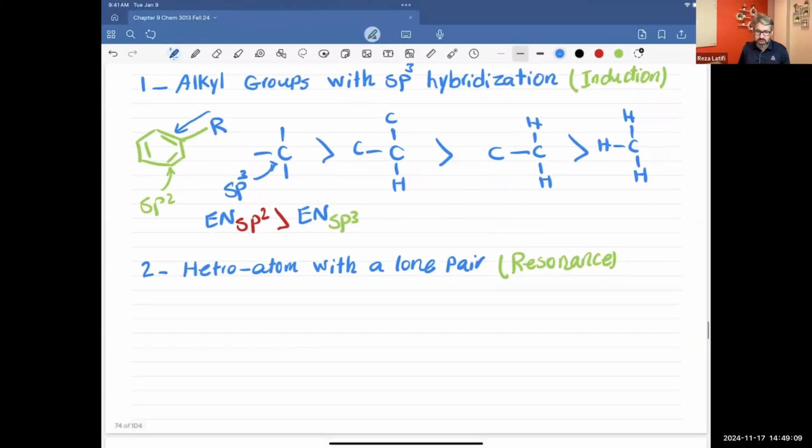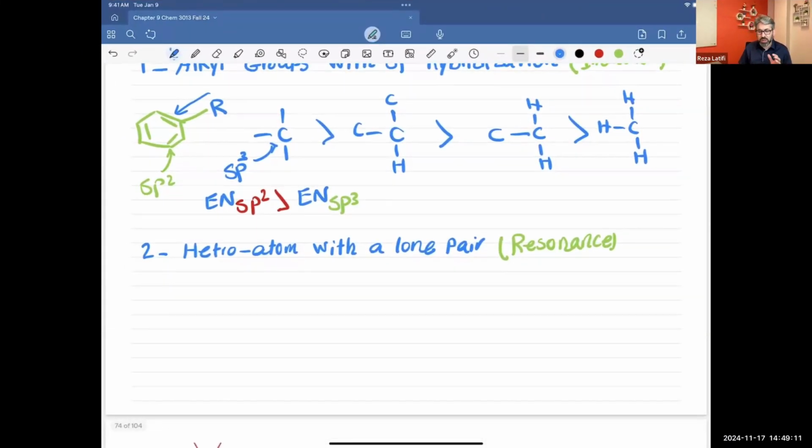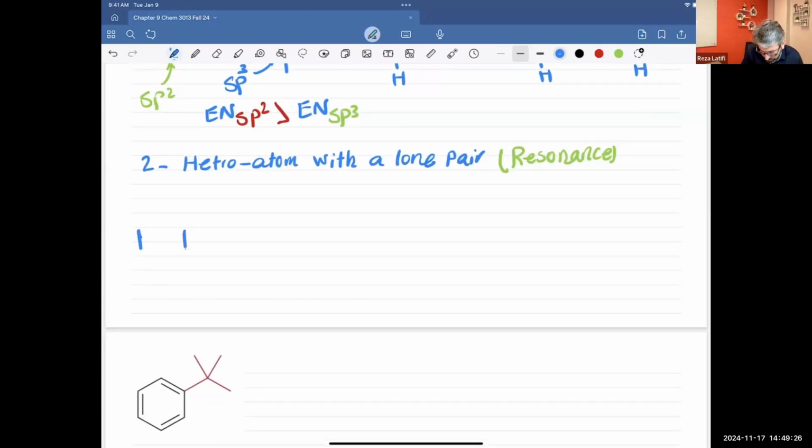And next one is the heteroatom. We have heteroatom with a lone pair. If you have a substituent that is a heteroatom and it has a lone pair on it, it will share that lone pair with the ring and it will enrich the ring. So, for example, I have this group. Here I have nitrogen attached to 2 hydrogens. That nitrogen has a lone pair.